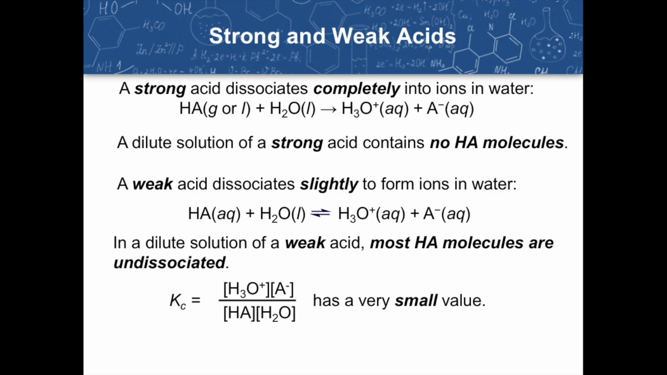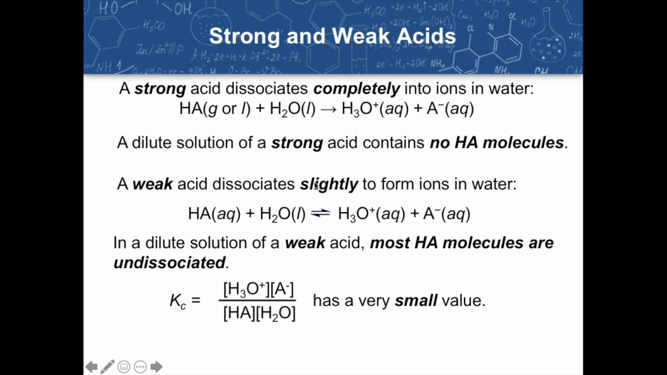Now, a strong acid dissociates completely into ions in water. So in this general formula, HA depicts the acid. As you can see here, we have HA, or the acid, and water, and after the reaction, the strong acid completely dissociates into ions in water. A dilute solution of a strong acid contains no HA molecules. You only have the hydronium ions.